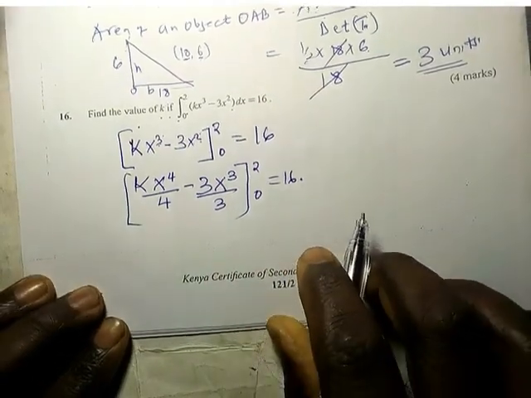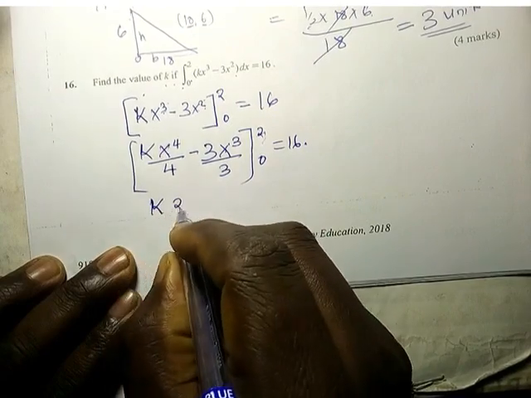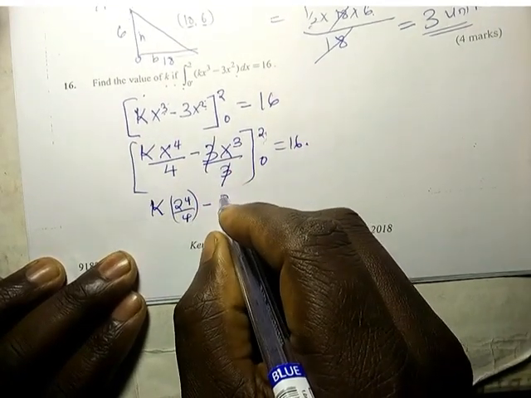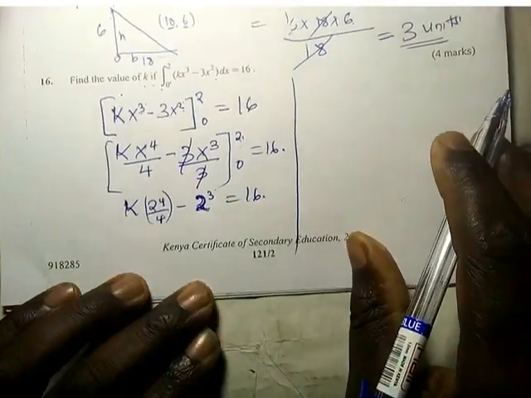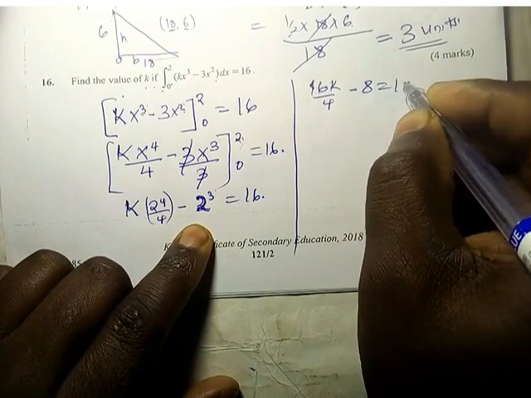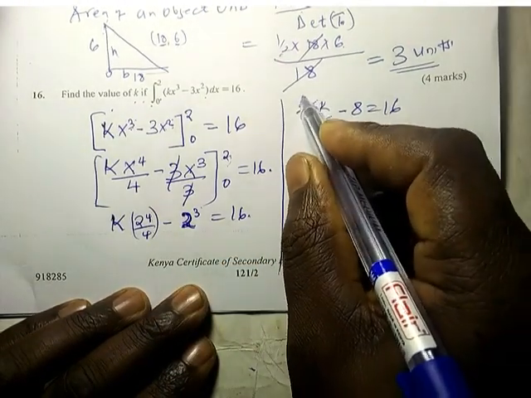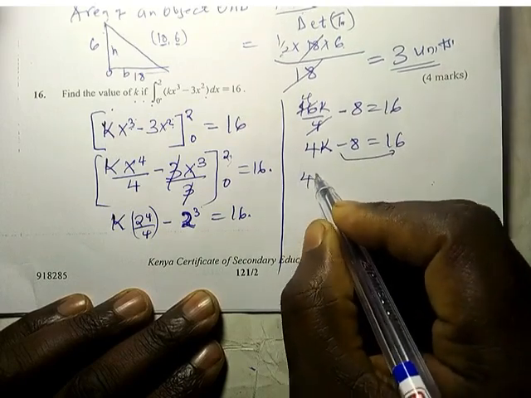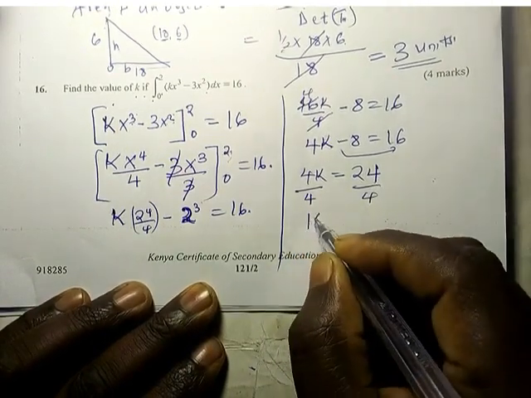Equal to 16. Now our value of x is 2, so whenever we have x, we substitute with 2. So we will have k, 2 raised to power 4 over 4, minus 3. At 3, this one will cancel out. So 2 raised to power 3 is equal to 16. So this is 16k over 4 minus 8. The answer is 16. 2 raised to power 4 is 16. Now this one can cancel with this 4. So we have 4k minus 8 equal to 16. So this one goes there. So 4k is equal to 24. So divide by 4, divided by 4. So k is equal to 6.